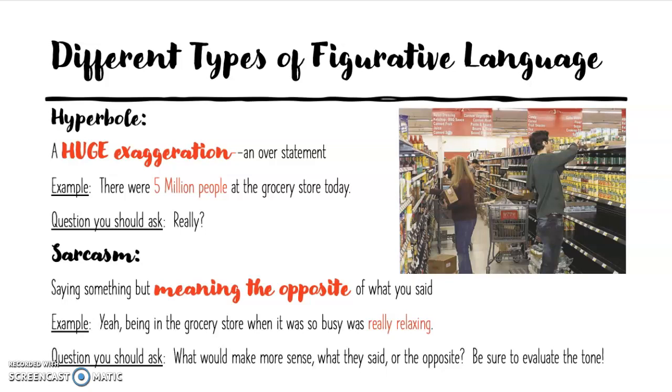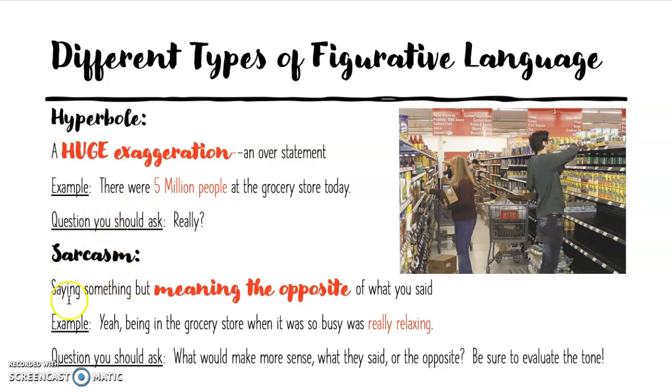But it's a more interesting way of saying it if I say there were 5 million people at the grocery store. You have like a picture in your head then, right? It just makes it a little more interesting and a little bit more meaningful. So that is really something that I use a lot. I use the hyperbole a lot just in my everyday language.